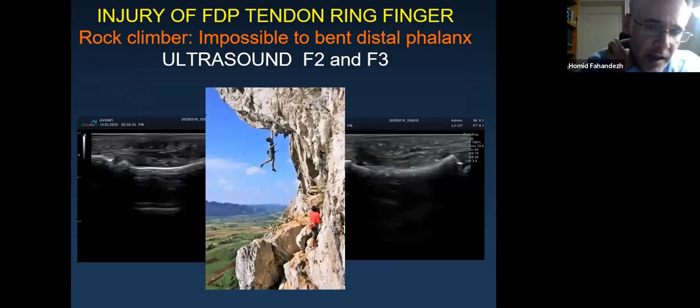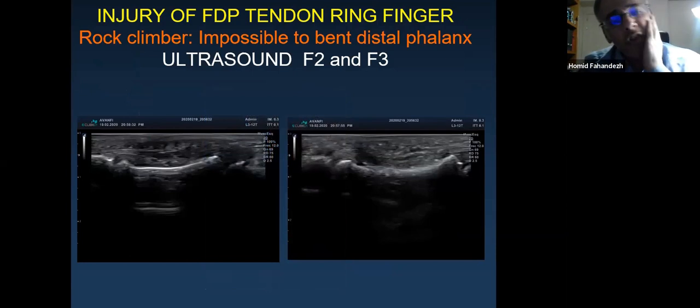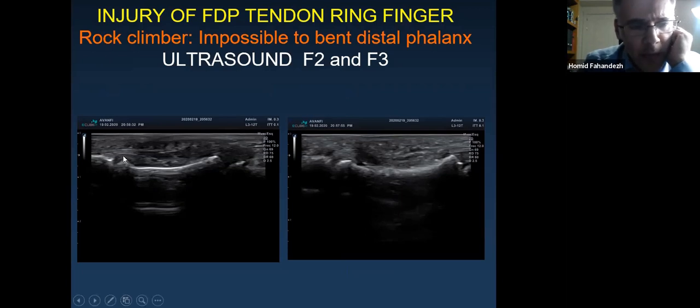This is a very interesting case of a rock climber. This patient came from another surgeon who performed an ultrasound, and the surgeon said, "Homid, I sent this patient because this patient has one rupture of the FDP tendon at the base of the distal phalanx." When I performed the ultrasound, I saw something that was attaching here. So there was some tendon in place on both sides, the ulnar side and the radial side.